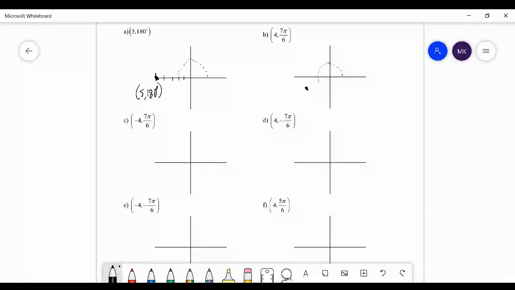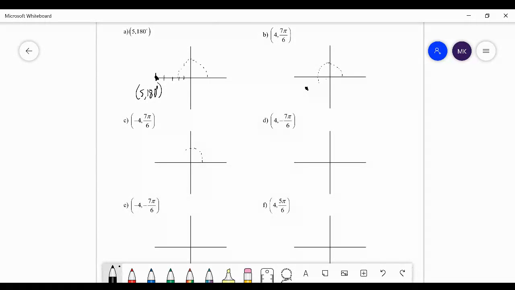The next one wants us to do (-4, 7 pi over 6). We typically think of r as kind of like the radius of a circle, and a radius is a distance that can't be negative, but r is just a value, so it can be negative. What happens is exactly what you would think. If you just think of being on the x-axis, positive values go out along our angle, and negative values go backwards. And here, again, we're dealing with the same angle.